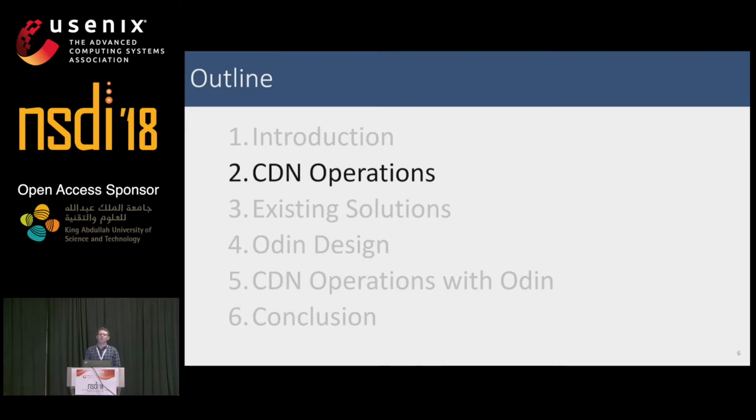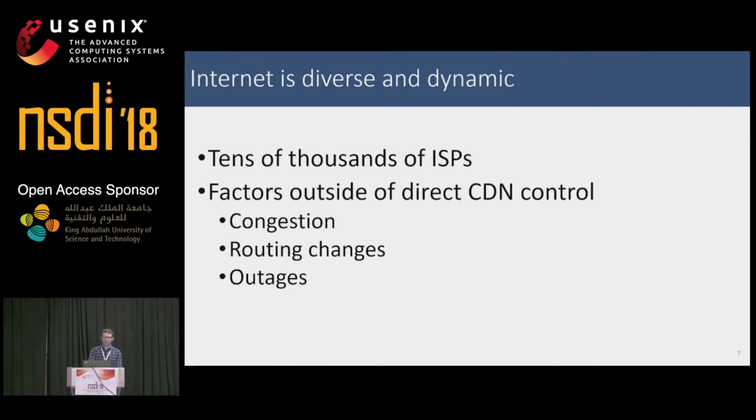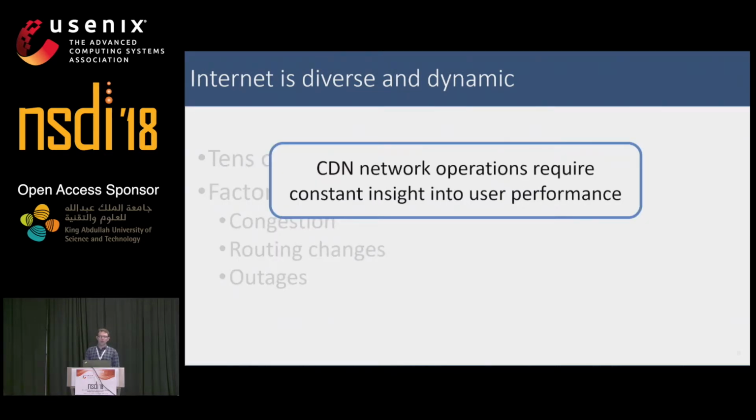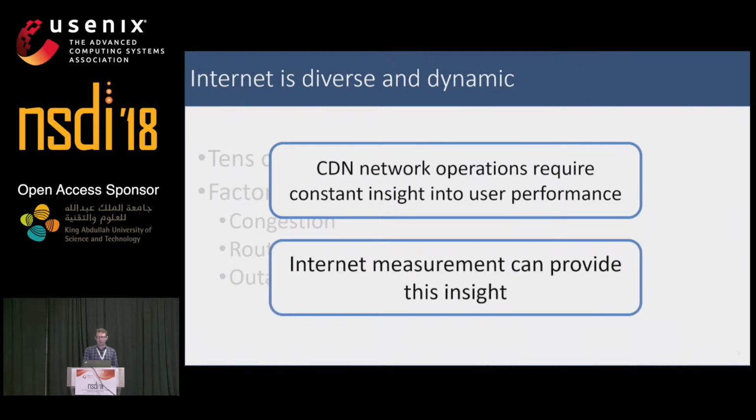So next I'll talk about other measurement challenges we face when operating a large CDN. So our goal is to deliver the best possible performance at reasonable cost, but the internet is diverse and dynamic. Microsoft exchanges traffic with tens of thousands of ISPs every day, and there are lots of factors that impact performance that are outside of a CDN's control, such as congestion, routing changes, and outages. So CDN network operations require constant insight into user performance. And internet measurement can provide this insight.